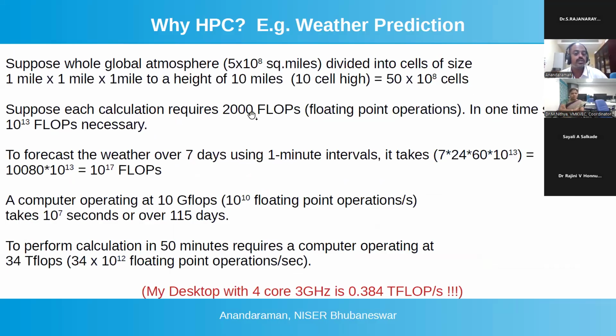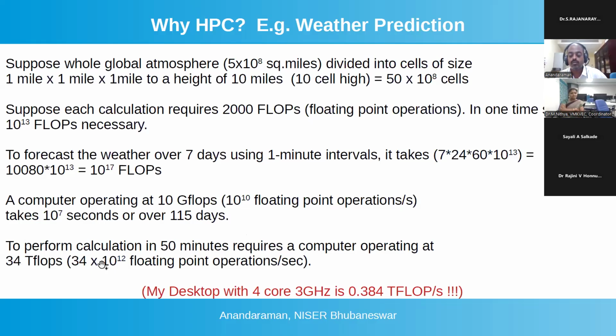Suppose each calculation requires 2000 floating point operations. Here we are not doing anything with integers, madam. For scientific applications, we have to do floating point operations. We cannot omit anything; if a value is 5.6.0001, that also we cannot omit. So floating point calculation only, float, double, like that. In one step, 10 power 13 floating point operations are necessary. To forecast the weather for 7 days using 1 minute intervals takes 10 power 17 flops. My computer has 0.384 teraflop. So for a 50 minute interval weather prediction, 34 teraflop is needed.